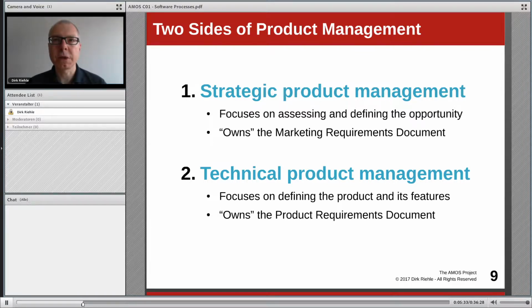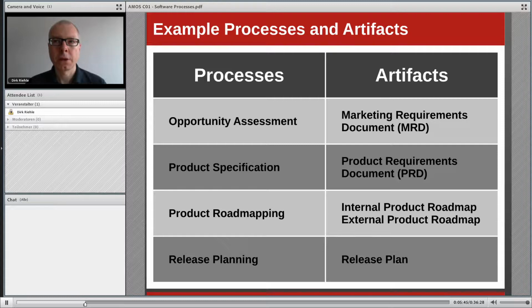In Agile methods, there is basically no strategic product management. There's only technical product management. The product owner is mostly a technical product manager. And here are a couple of processes that product managers perform while enacting practices to get some results. So a strategic product manager will perform opportunity assessment to see whether there is business to be had with some product, and if so, he or she will create a business plan, or the MRD, how it's traditionally been called, the marketing requirements document.